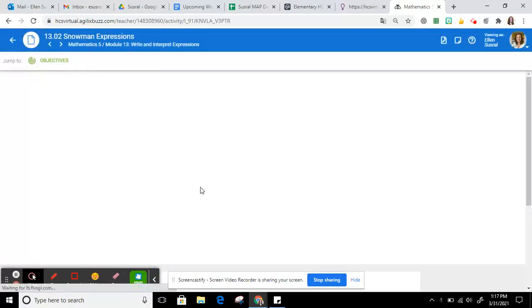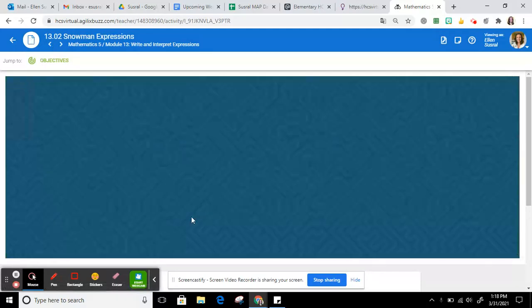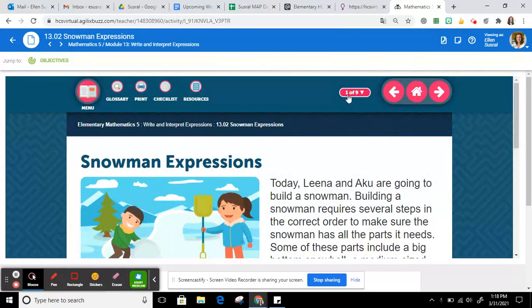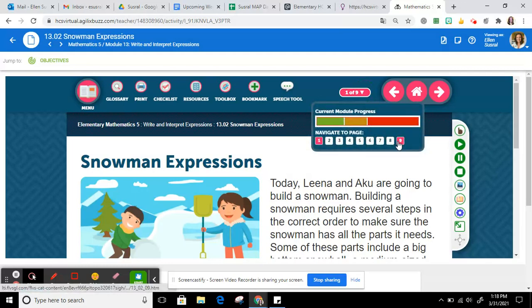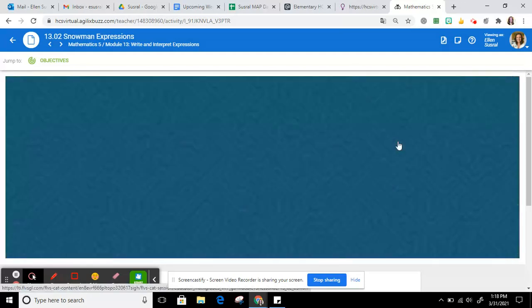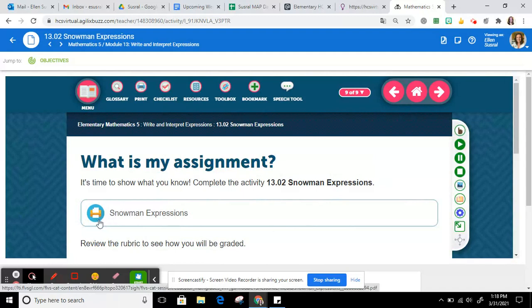The blank page icon is the lesson. Make sure you go through all 9 pages of this lesson. It shows you examples. It goes through how to complete these types of problems that you're going to see on the worksheet. So please make sure you go through each page of this lesson and do those practice problems. Your assignment is on the last page, page 9. And if you click on that printer icon, Snowman Expressions, it'll open up your worksheet.